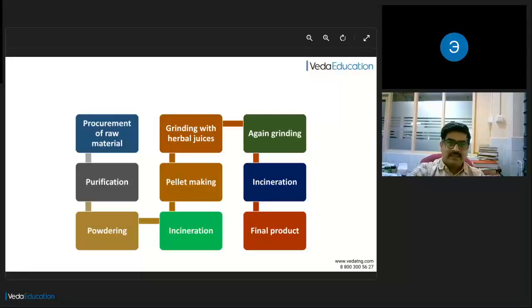Okay. Yes. So initially we procure the raw material. Then all these raw materials need purification. There are specific purificatory methods for each and every ingredient, so that all these ingredients will be purified based on the textual method. Okay.